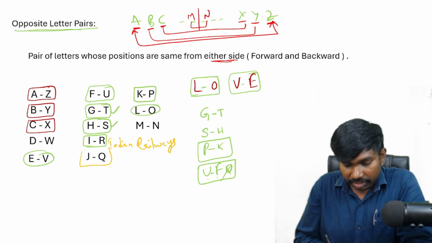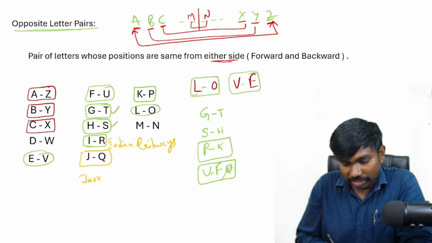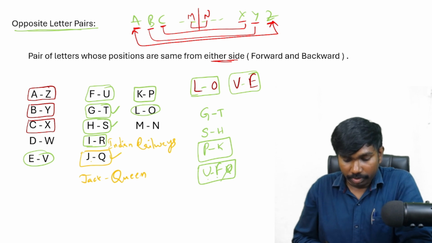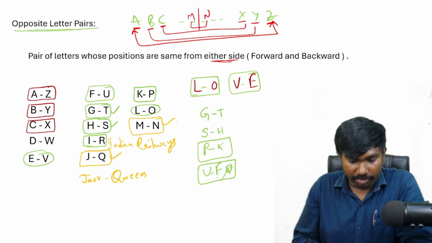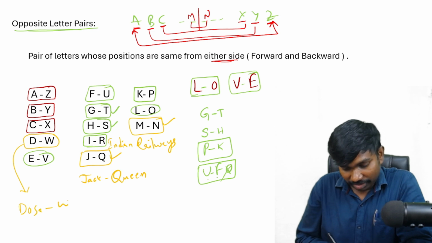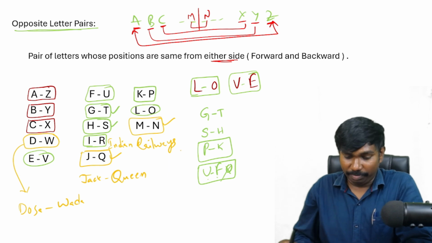Okay. And for J and Q, you know the pack of cards, right? So in that there are two cards like a Jack and Queen. Jack and Queen is helpful for us to remember. J and Q is a pair. And M and N, anyway, it is a middle pair only. We can directly say them. M and N are exactly the middle letters. And for D and W, our favorite food, that is dosa vada. Okay, dosa vada you can remember for the D and W pair, right?